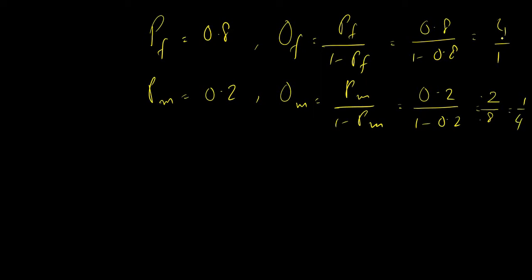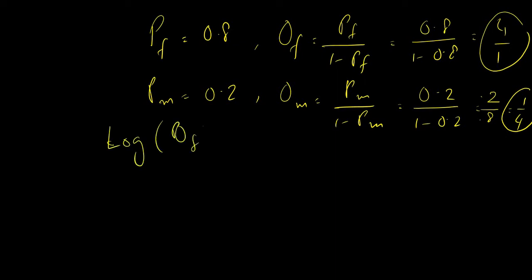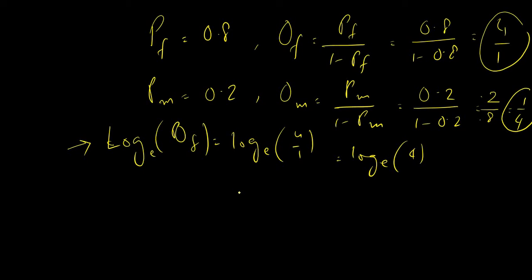So if you see here, this asymmetry is not very convincing. What we will do is apply logs. So if we apply the natural log, to the base e, to the odds of female, it is nothing but log of 4 by 1 to the base e, which is log of 4 to the base e. This is what we are finding: the log of odds for female.